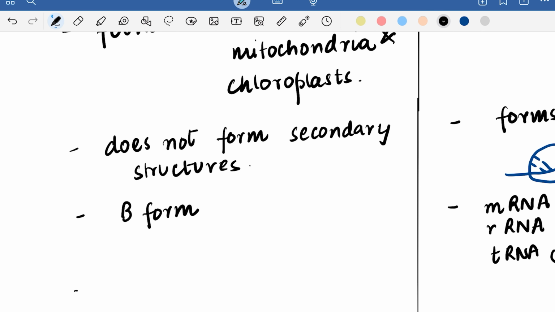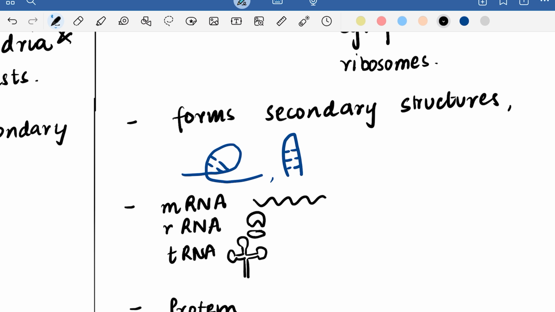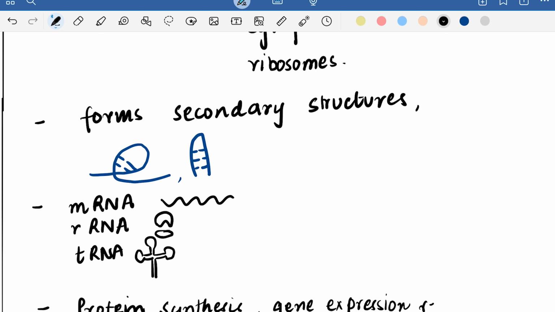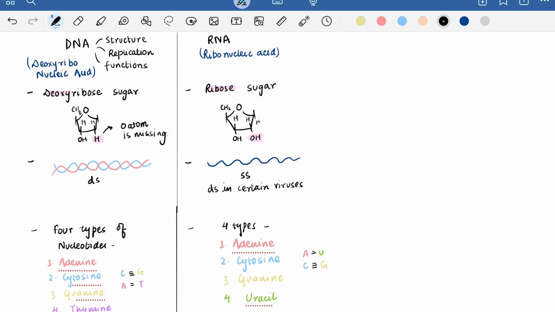To sum it all up, DNA carries the genetic information vital for our survival, growth, and reproduction, while RNA plays a crucial role in synthesis of proteins and regulating the gene expression. So studying RNA is just as essential as studying DNA. So that's all about the key differences between DNA and RNA.